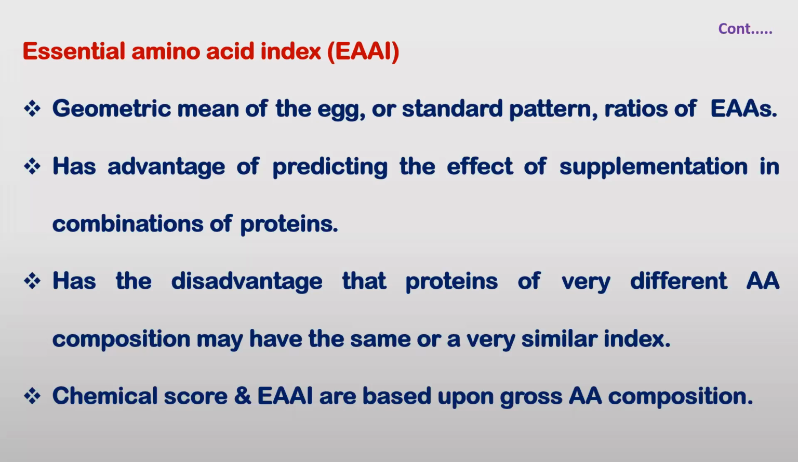Chemical score and essential amino acid index are based upon the composition of the gross amino acids. So the composition of amino acids is very much important for calculating either chemical score or essential amino acid index. And the composition of amino acids varies with the diet. Different diets or different ingredients have different composition of amino acids, so these parameters also vary with the nature of the diet.